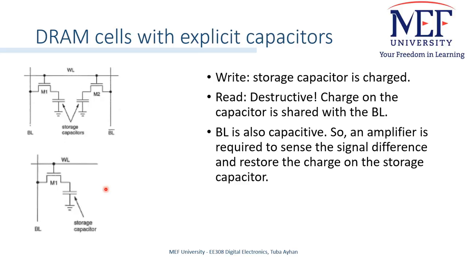The read and write operations of these two cells are almost the same. For write operation, after the word line is enabled, data are written into the cell through M1, or for this example the M2 transistor, and stored at the storage capacitor.